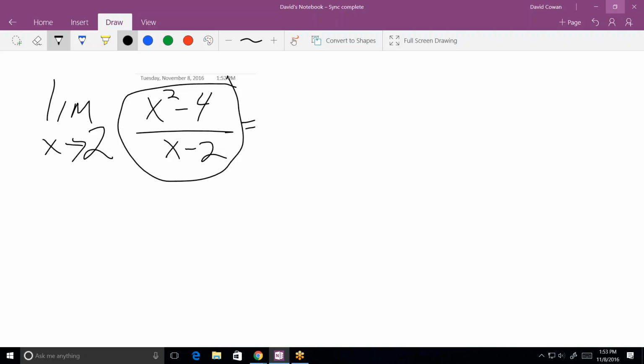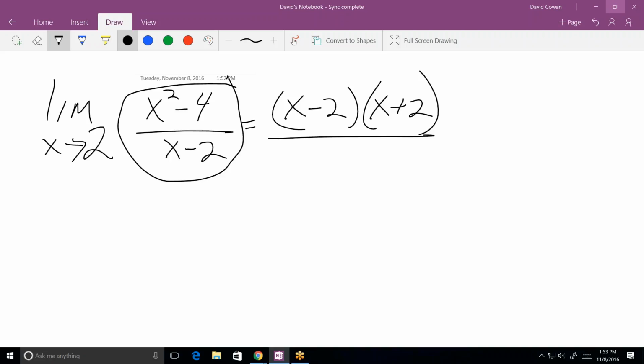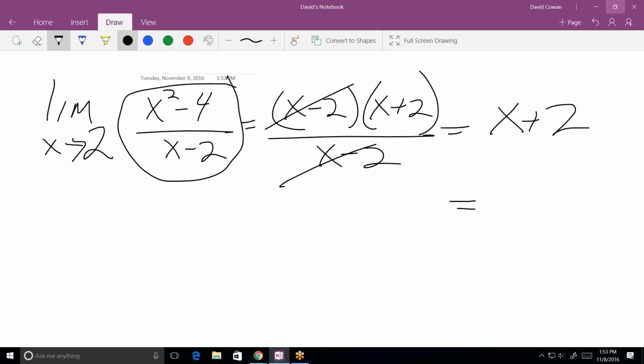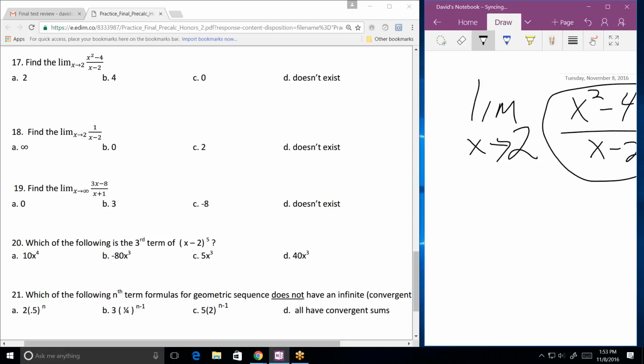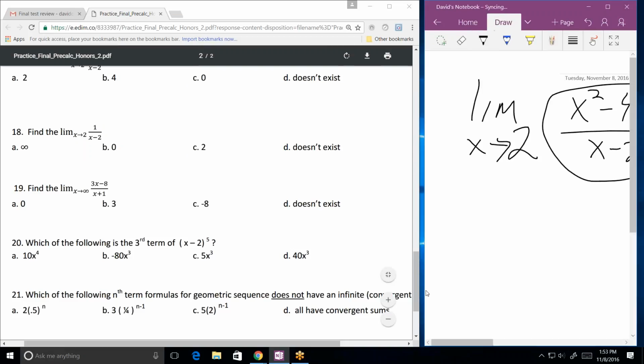X plus 2, x minus 2. Ah, and that does a lot. Because now we can cancel out the x minus 2s. And our function becomes x plus 2. What's the limit of that as x goes to 2? That would be 4. Correct. In other words, always substitute if you can. And B is the answer here.